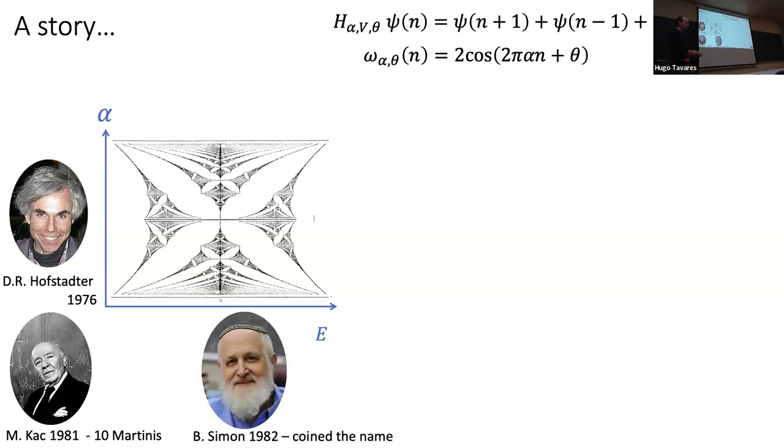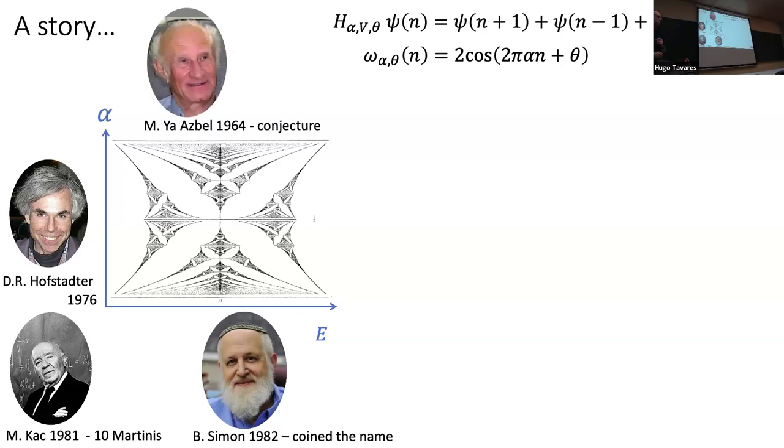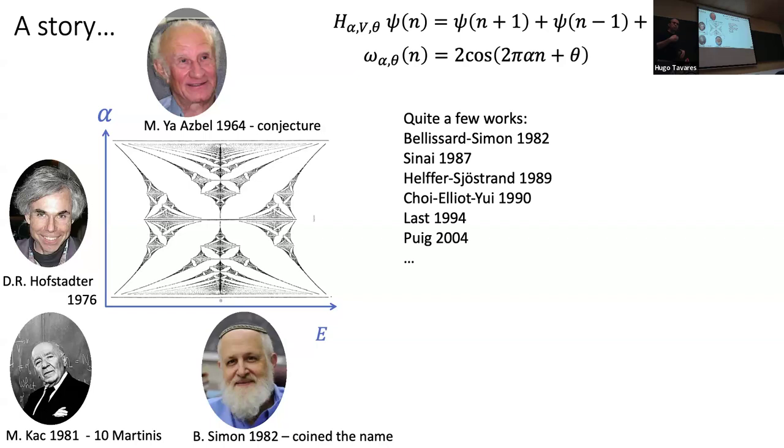Then Barry Simon, a year later, wrote a very nice review paper. At the end of the review paper, he posed quite a few open problems. And he called this problem of Mark Kac the Ten Martini problem. And so the name comes from there. Barry Simon likes to give names, if you know. Being honest, the fractal nature of the spectrum already appeared in an earlier paper by Mark Azbel. Even Hofstadter said that he got some inspiration from this paper. And then people started working on this problem, like showing that for irrational alpha, this is a Cantor set. So there is a series of works.